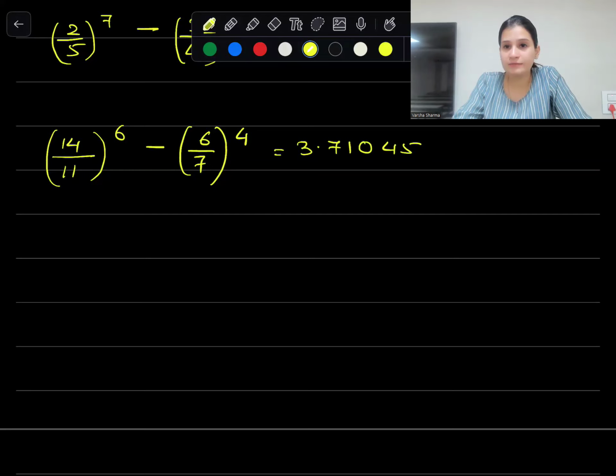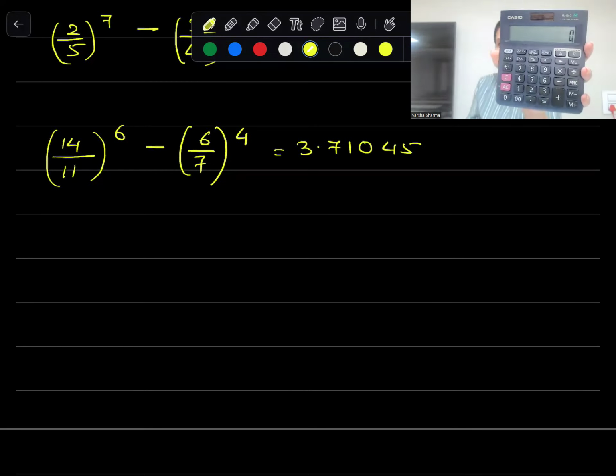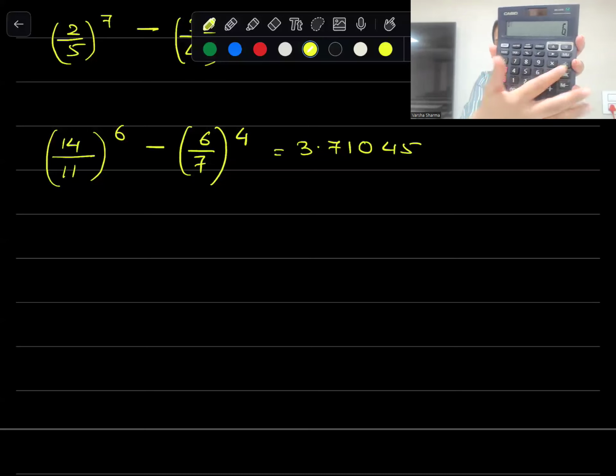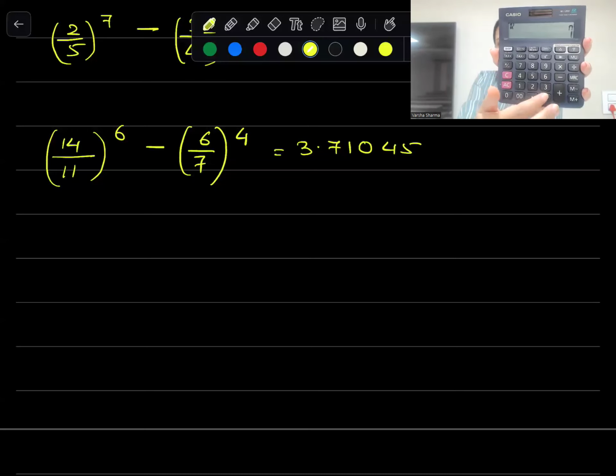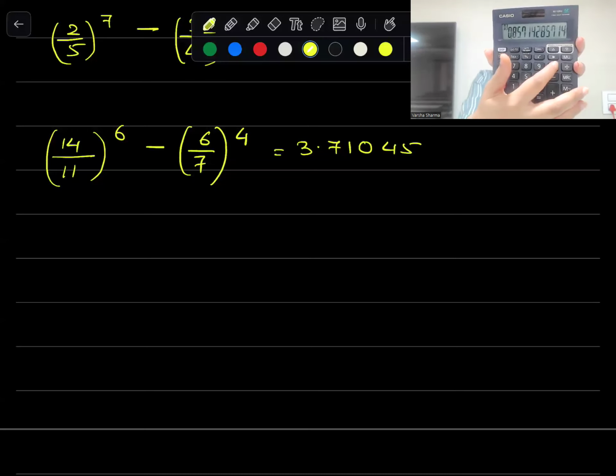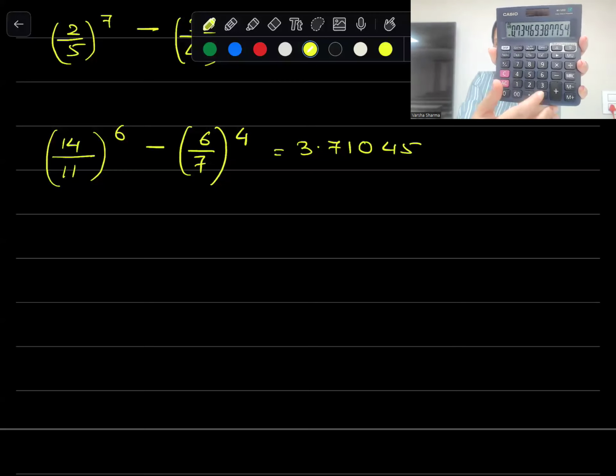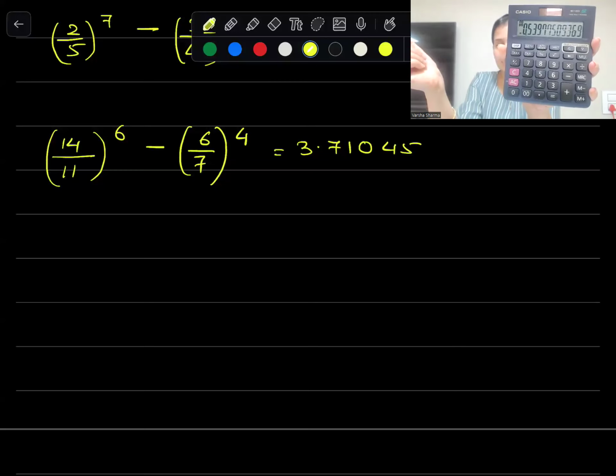Everyone got the correct answer? Yes, ma'am. No, ma'am. Okay, who hasn't got it? Can we do it together now? Yes, ma'am. Clean your calculator. Start with 6 divided by 7, equal. Multiply 4 times, 2, 3, 4. With me till here?